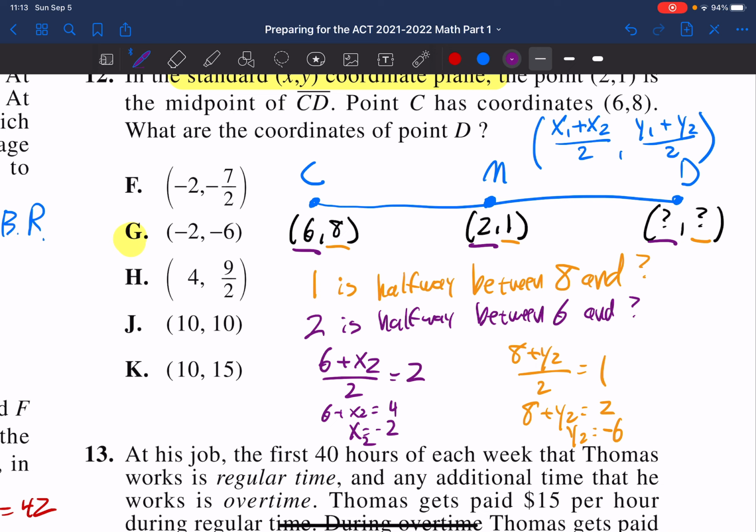Now, you only actually had to do one of these, because you could have actually eliminated them down most of the way. Now, it's better to do both of them to be absolutely sure, both the x and the y coordinate.